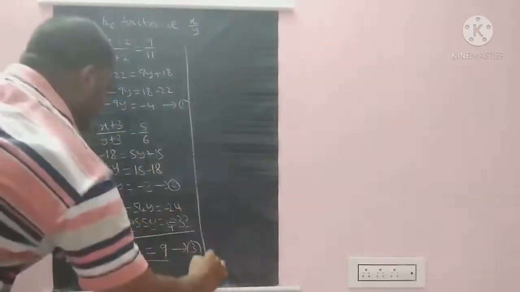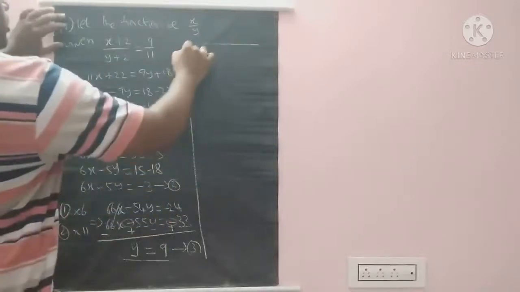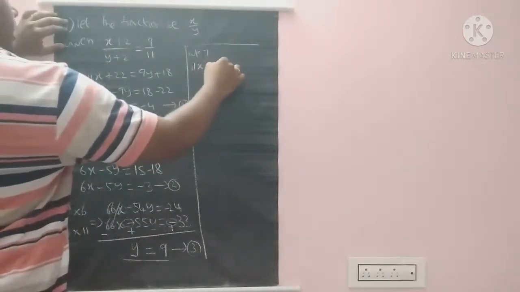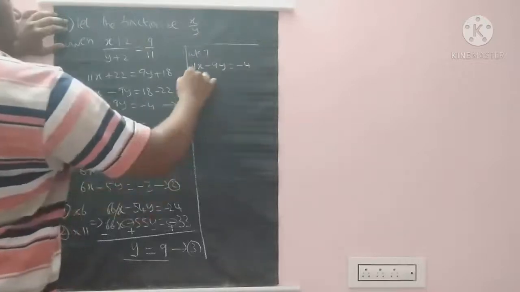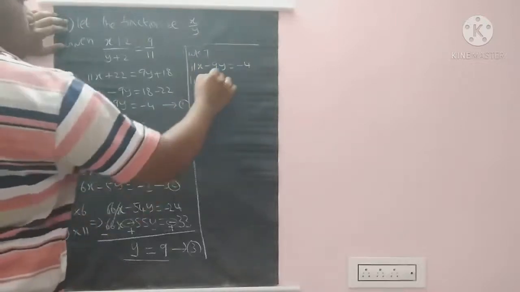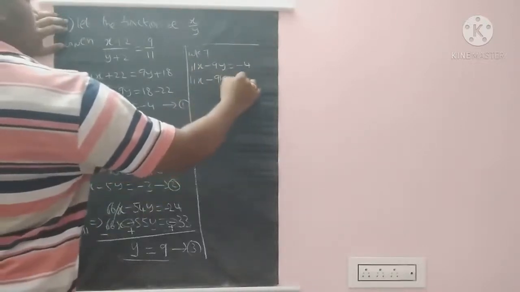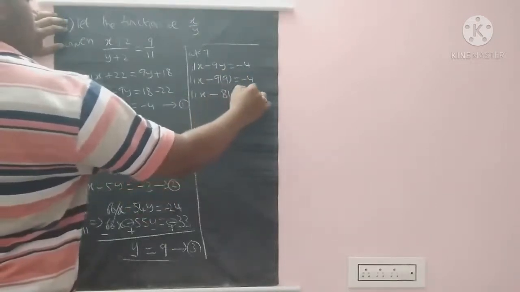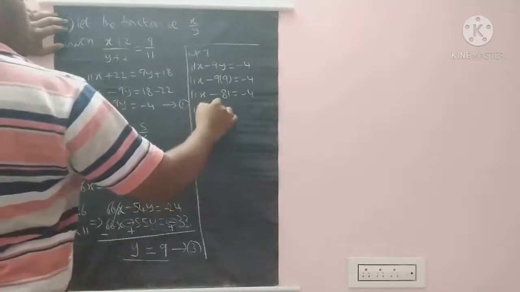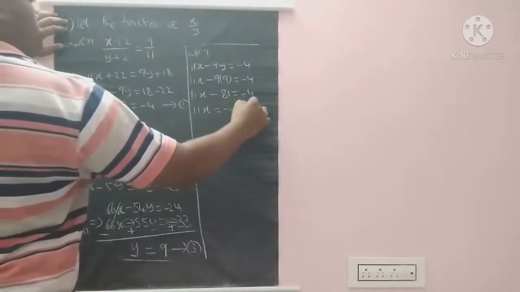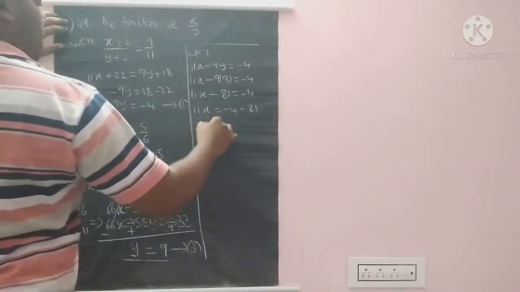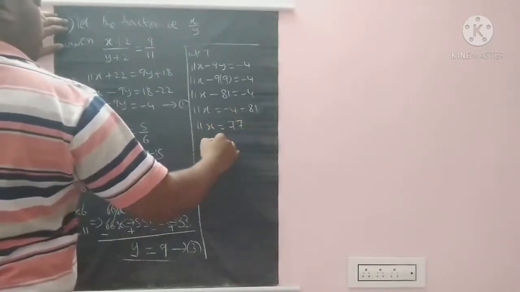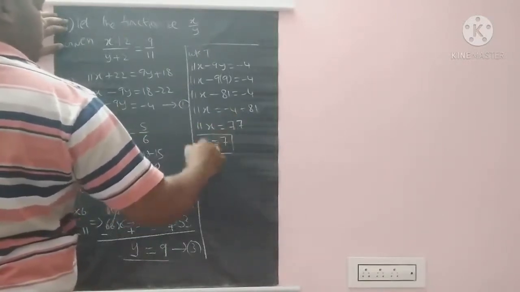So now here we'll solve. We know that 11x minus 9y is equal to minus 4. So 11x minus 9 into 9 equals minus 4. 11x minus 81 is equal to minus 4. 11x is equal to minus 4 plus 81. 11x is equal to 77. x is equal to 7.